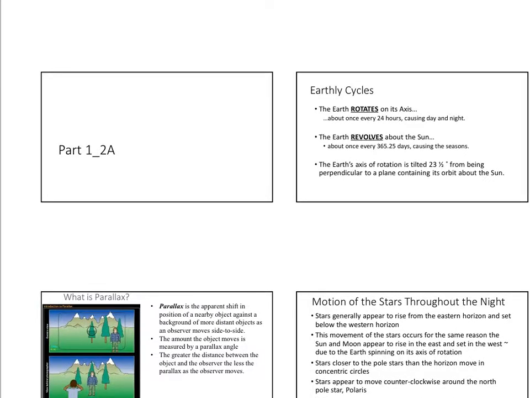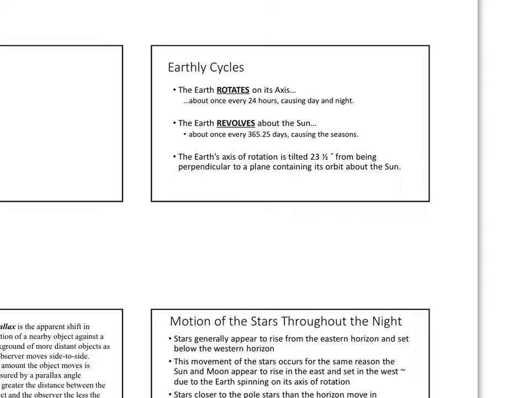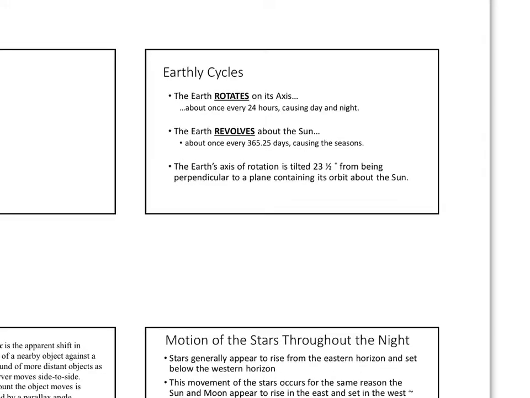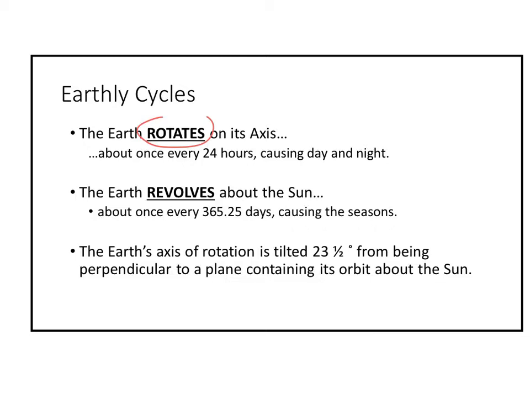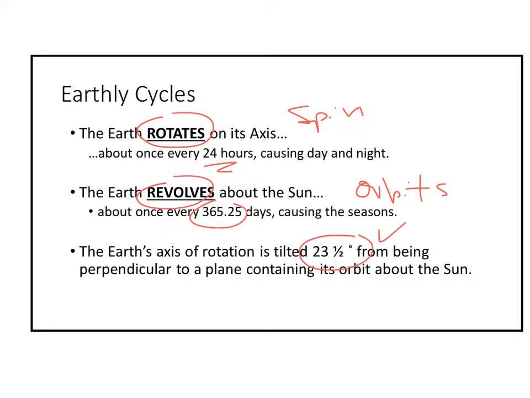Part 1, 2A. I have a question, or we'll have a question on there about revolution and rotation of the Earth. Make sure you got your R's figured out. So the Earth spins or rotates on its axis once every 24 hours. It used to spin a lot faster, didn't it? And the Earth revolves or orbits about the sun. And of course, that takes 1 year. And there's another thing coming up, that the Earth's axis of rotation is tilted 23.5 degrees. So you want to know that.